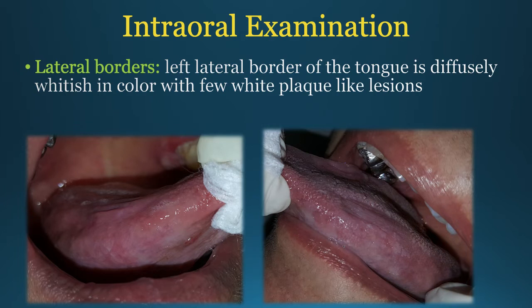We have, on the left lateral border of the tongue, a plaque-like lesion, and also diffuse striation, whitish in color. So this is the third lesion we discovered, and the patient was not complaining from it till now.